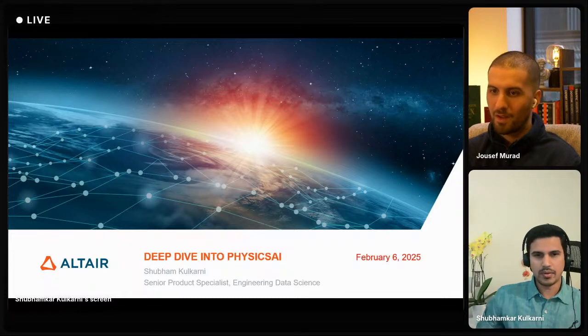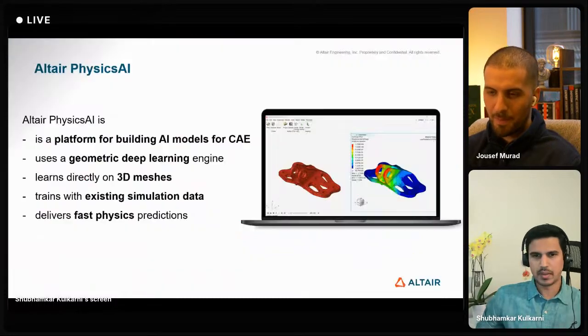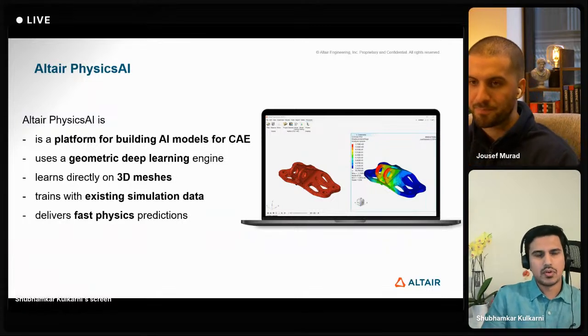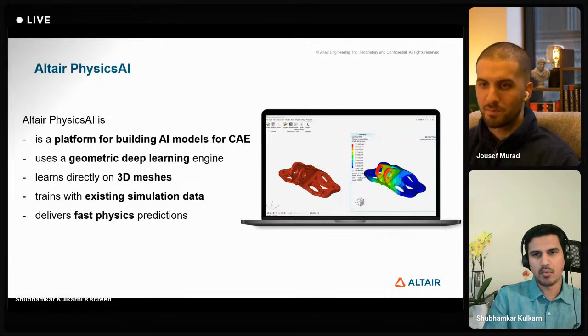So, hello everybody. Let me start my presentation. So, Physics AI is a platform for building AI models for CAE. And the idea here is to bridge the gap between data science and CAE. We don't need data scientists to use AI. And that's the beauty of Physics AI. It just simplifies the process of deploying and creating AI models for CAE applications.